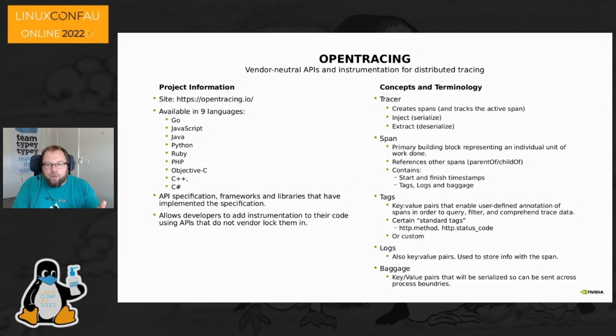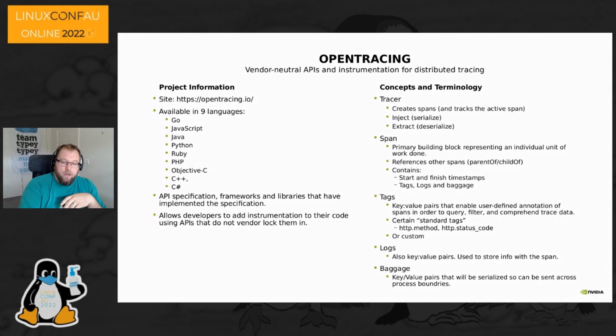It's kind of important. It also does a few things. It injects, which is really serializing, and it extracts, which is really deserializing the tracing context, so we can move it across process boundaries.